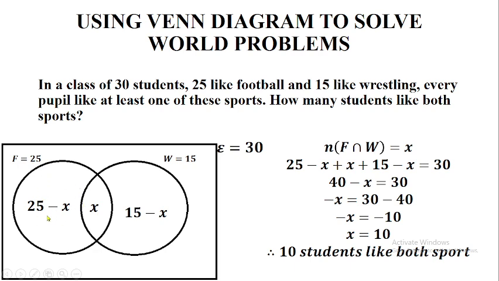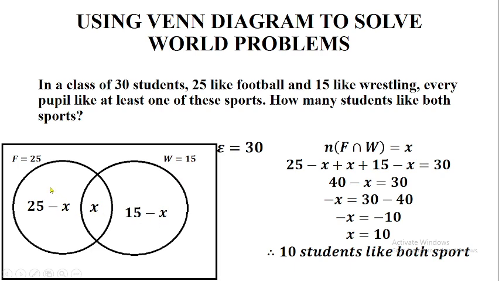I hope you understand what you are doing there. Also, to get people that like wrestling only, don't forget that people that like wrestling are 15 in number, and the people that love both football and wrestling are X. So remove the people that love both from 15. That will give us the people that love wrestling only, which is 15 minus X.